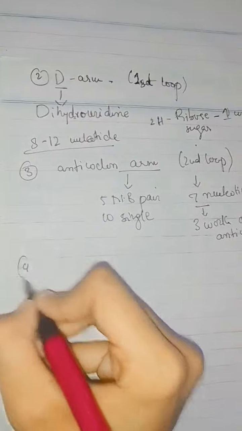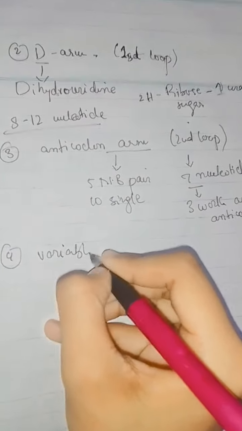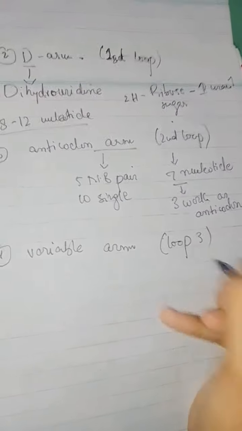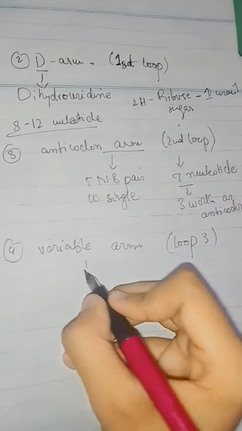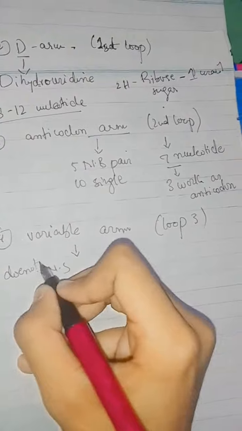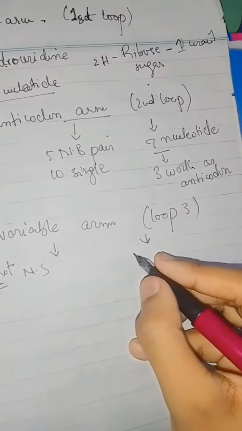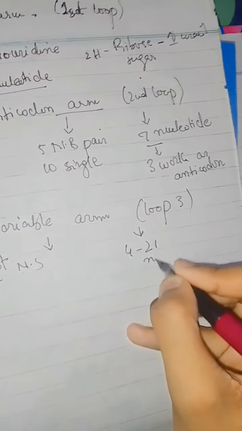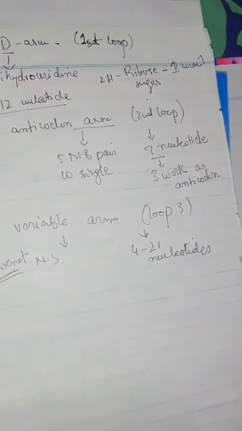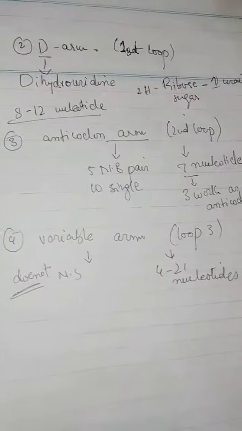Then we have the fourth one, the variable arm. That is the small arm, but it is also counted as an arm and has a loop also, that is loop 3. It does not have nitrogenous bases in the arm, but it has more nucleotides, consisting of 4 to 21 nucleotides. This loop consists of 4 to 12 nucleotides, but it does not contain a nitrogenous base.